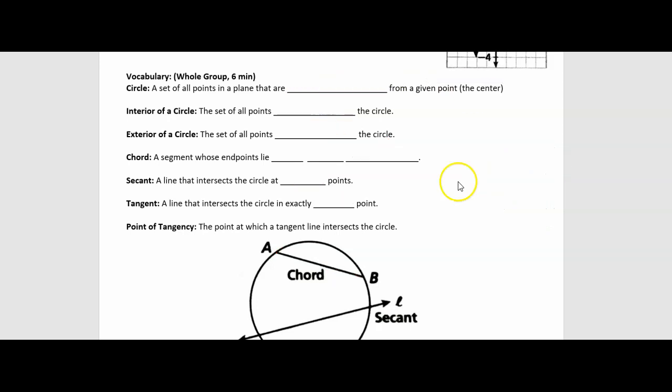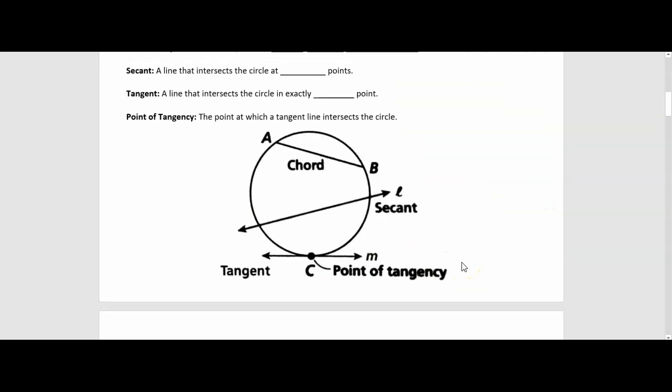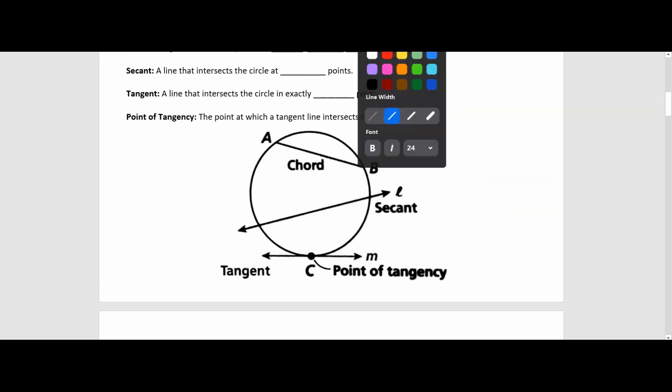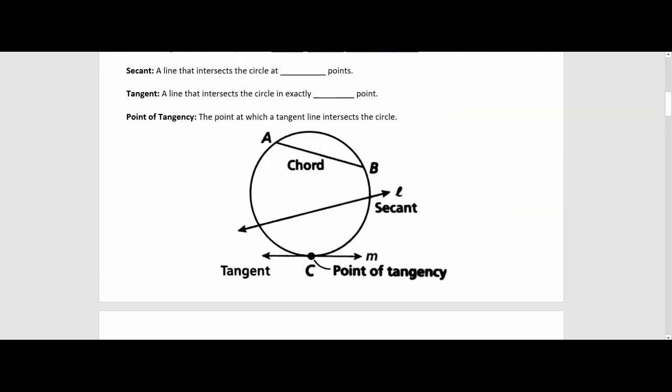Let's go down to this diagram so we can just see all of the different pieces. We already talked about a chord, a secant. Again, it's a line that intersects the circle in 2 points. And a tangent is a line that intersects the circle just once. So those are the vocab words you need to be familiar with as we move forward with the rest of this unit. And we'll add some more here and there as we go.